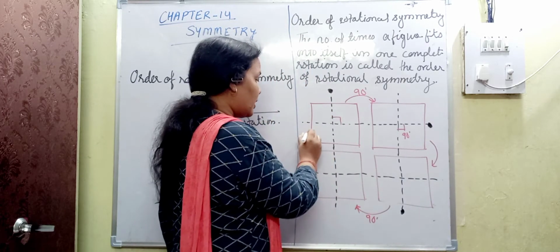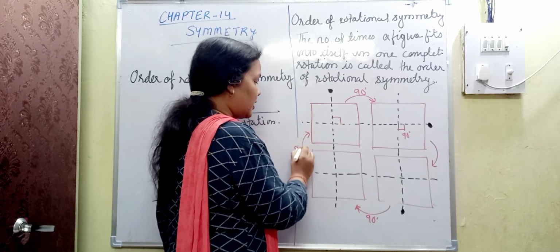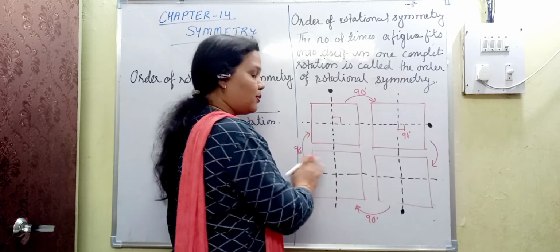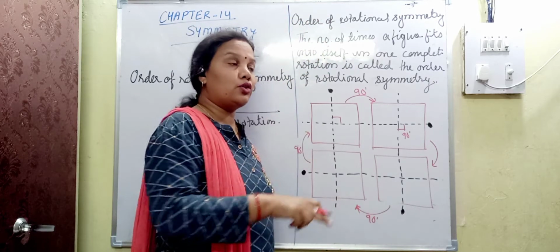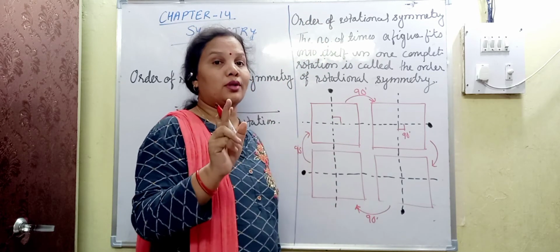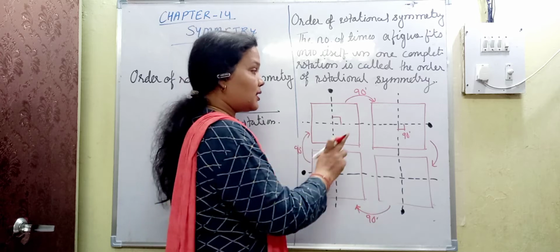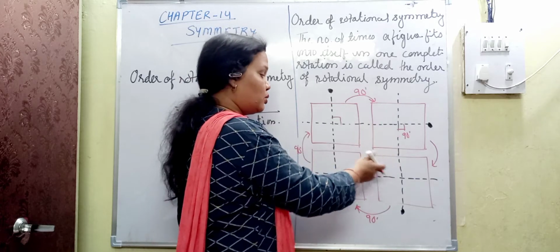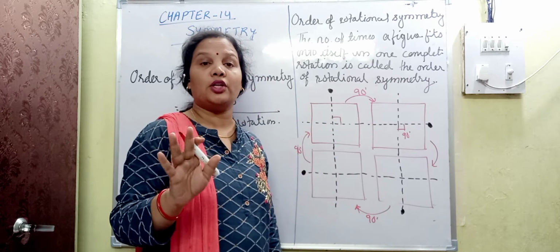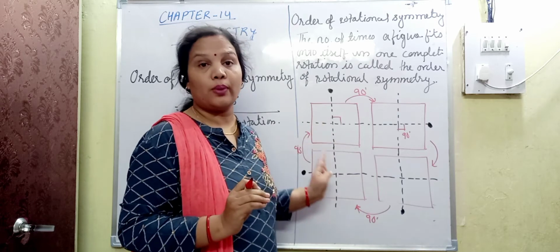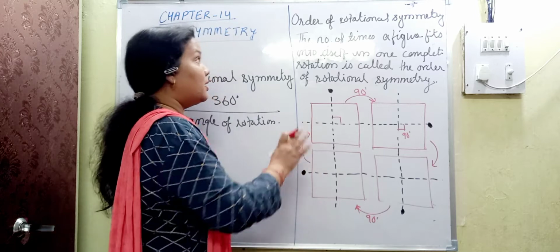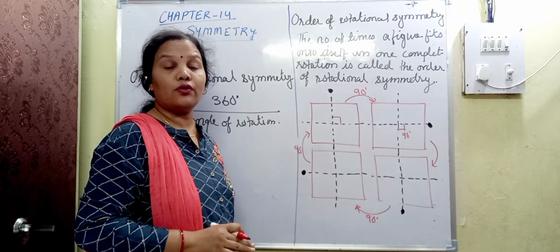And then if I move it again by 90 degrees, so 90 plus 90 plus 90 plus 90, it is 360 degrees. So after this complete rotation, how many times am I going to get the same figure? You can see that 4 times, which is 1, 2, 3 and 4. 4 times I am going to get the same figure, which is the square.